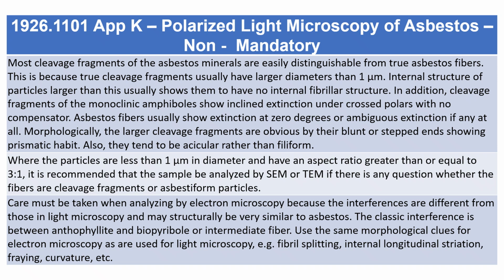Care must be taken when analyzing by electron microscopy because the interferences are different from those in light microscopy and may structurally be very similar to asbestos. The classic interference is between anthophyllite and biopyribole or intermediate fiber. Use the same morphological clues for electron microscopy as are used for light microscopy, e.g. fibril splitting, internal longitudinal striation, fraying, curvature, etc.